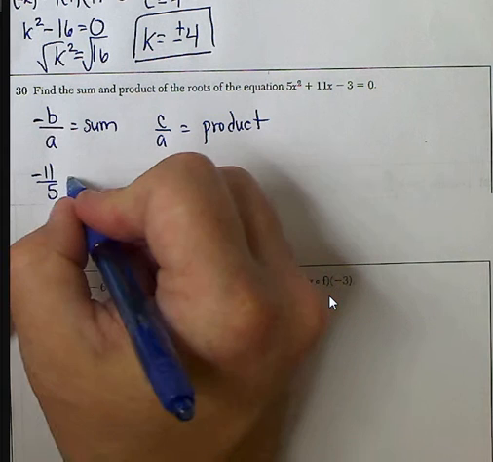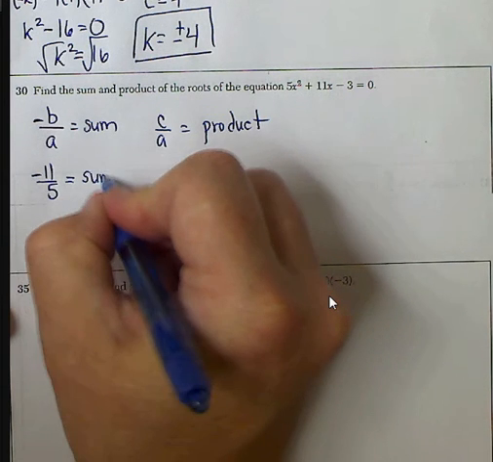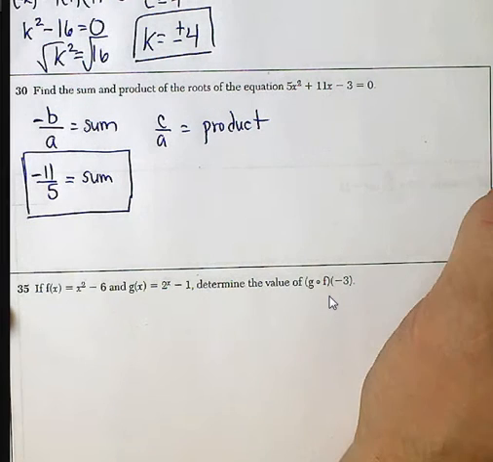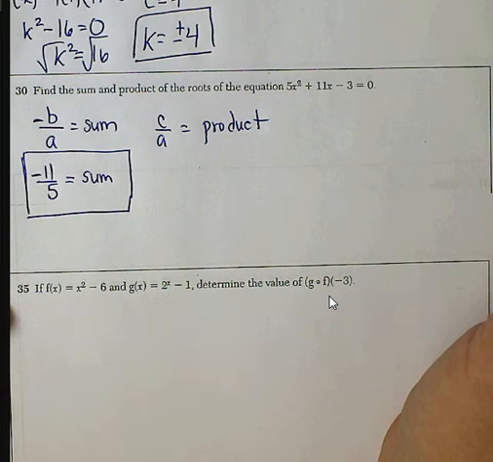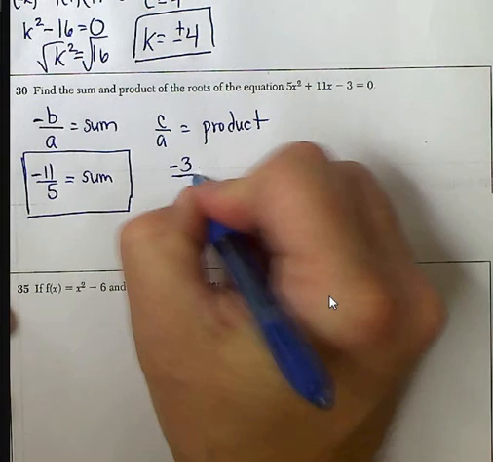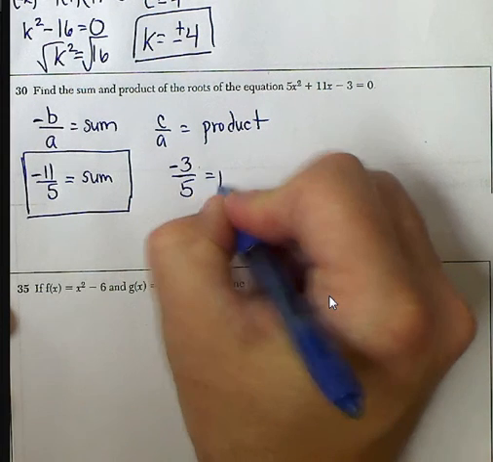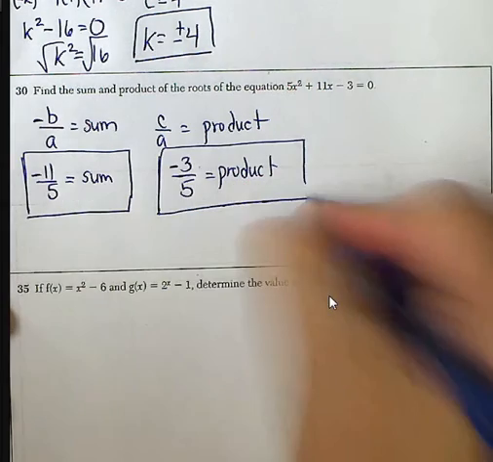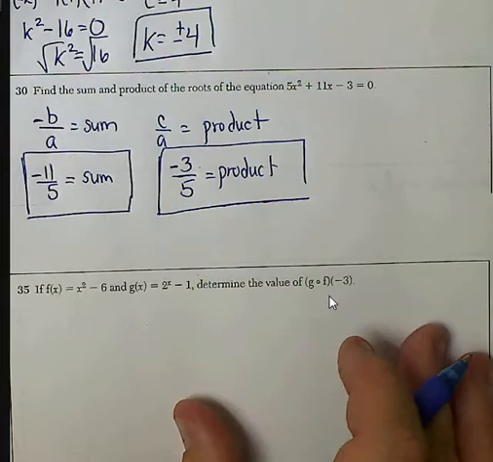This is your sum. And please make sure that if they're asking you a question like this, you tell me what negative 11/5 really is, because they're asking sum and product. Product is c over a, which will be negative 3 over 5, and that's your product. And we're done.